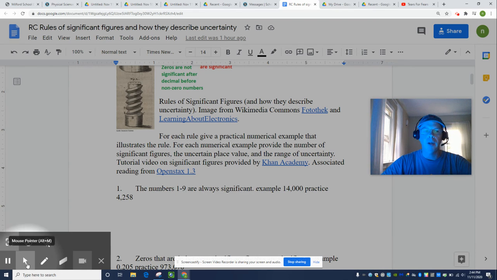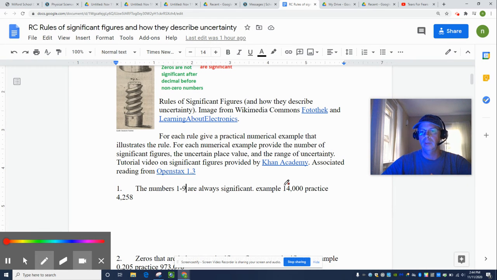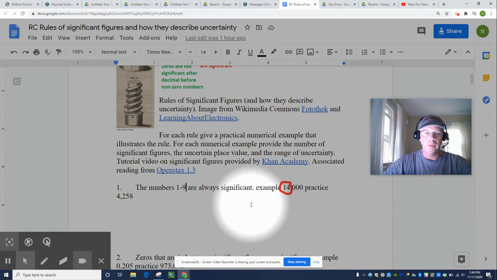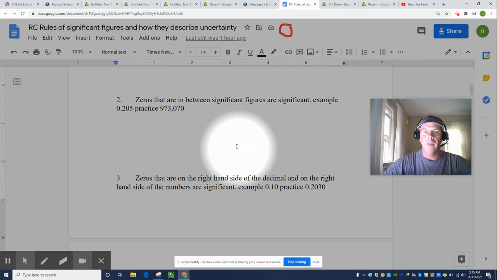1 through 9 are always significant. So in 14,000, there are 2 significant figures. The range of uncertainty is 1,000. That is, this number could be as big as 15,000 or as small as 13,000. Pardon the scrolling. Let's see.